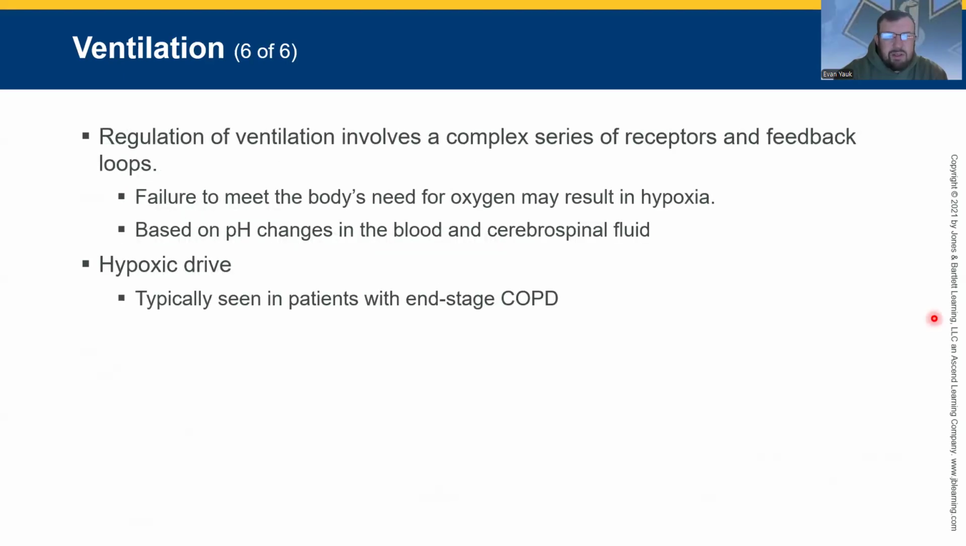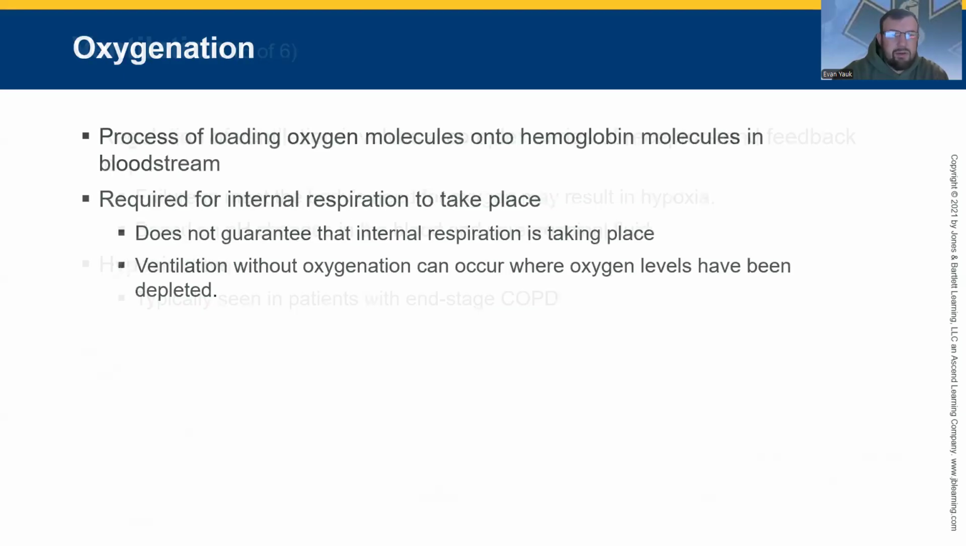Regulation of ventilation involves a complex series of receptors and feedback loops, which we've talked about a little bit in chapter 6. The failure to meet the body's need for oxygen may result in hypoxia. Based on pH changes in the blood and the cerebral spinal fluid, the hypoxic drive, which we discussed, is what drives us to take a breath. It's measuring carbon dioxide in our body system, typically seen in patients with end-stage COPD, which we've discussed a little bit in class. We'll get deeper into that though.